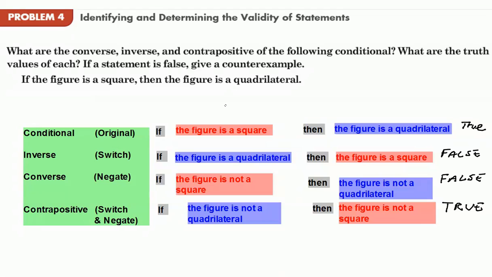Alright, this is our last section of problem number 4. Go ahead and summarize your notes.